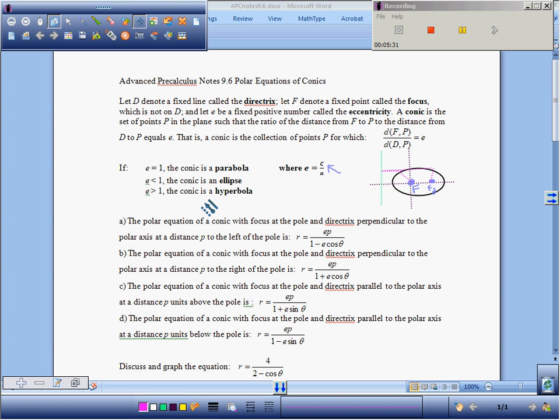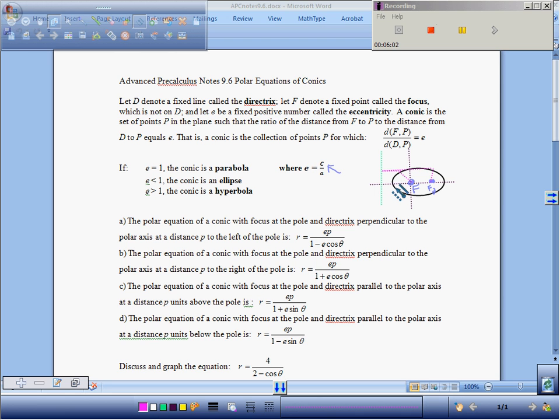If you go from the second focus along the x-axis all the way to the edge. Yeah, but to any point on that ellipse, the distance from here to a point on that ellipse versus the distance.